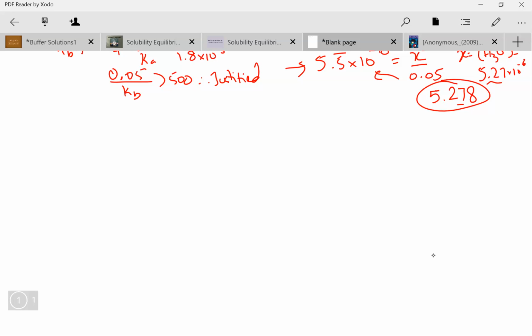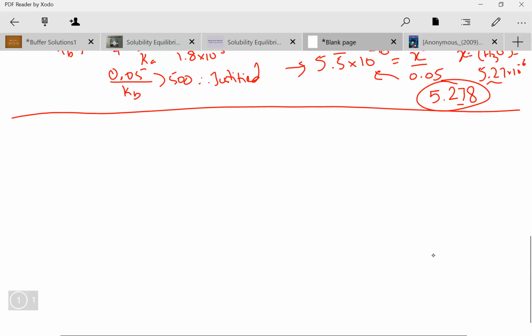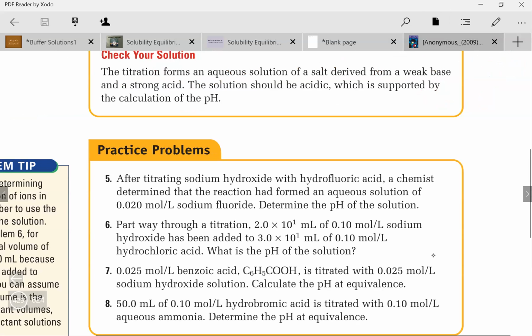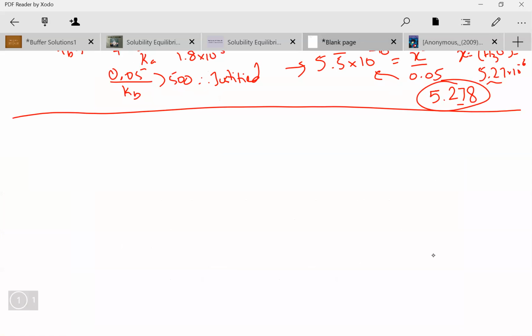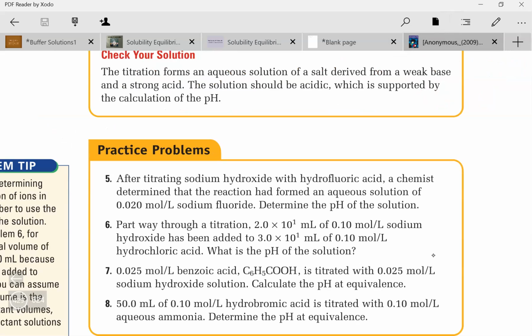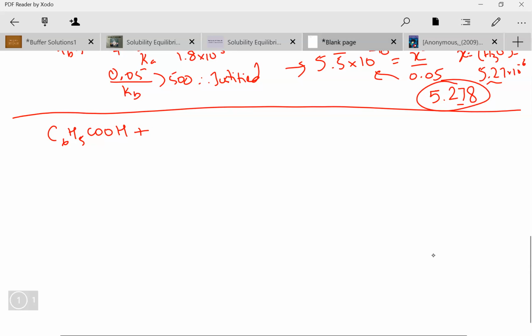Okay, next question is based on similar patterns, but is kind of confusing-ish. 0.025 mole per liter benzoic acid titrated with 0.025 mole per liter sodium hydroxide. Notice that I'm not given any volumes here, so we kind of have to do some, I'm going to say, C6H5COOH plus, what acid was it? Sodium hydroxide 0.025.